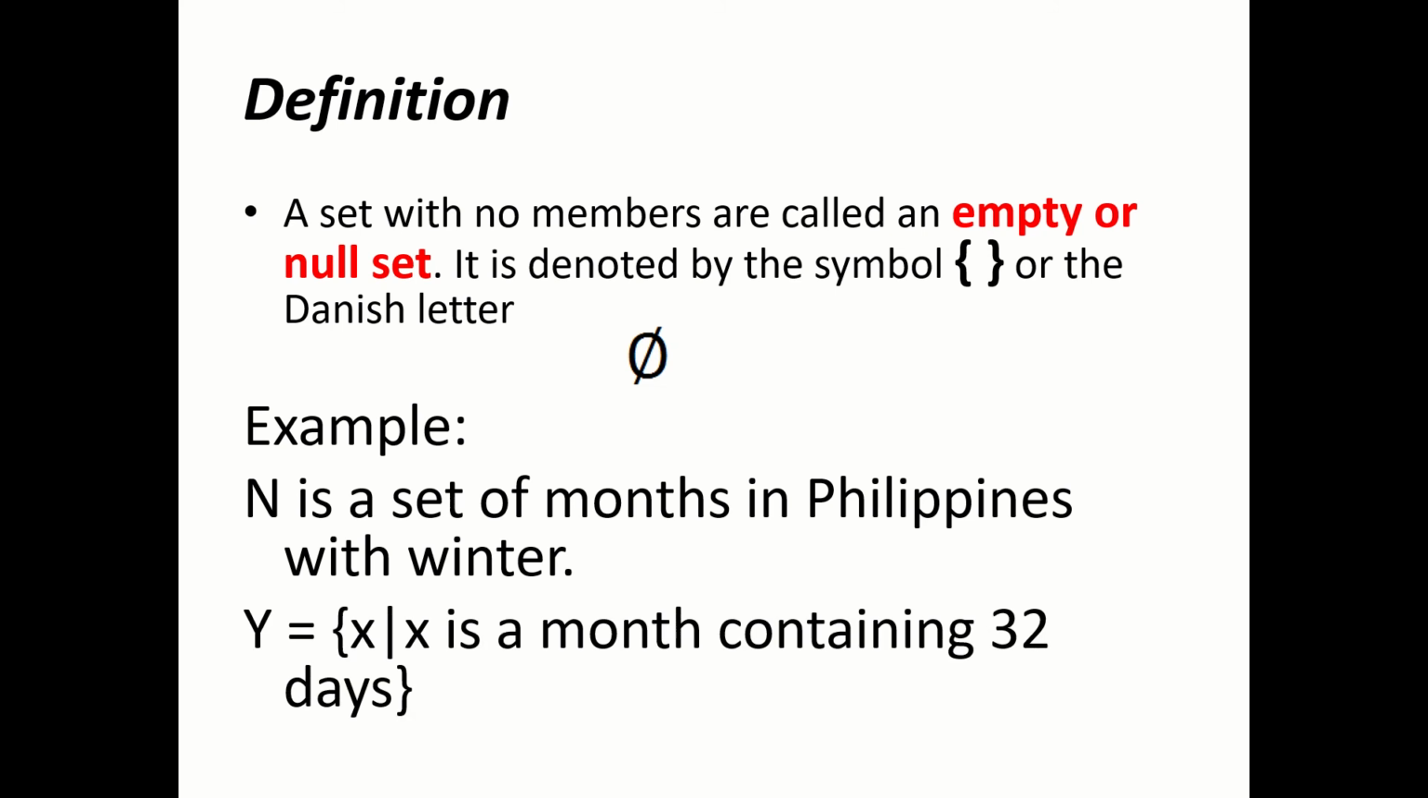Or how about if we have another set here? Set Y containing the element X such that X is a month containing 32 days. This is written in set builder notation. So we're trying to say here that the month, which is unknown, is a month containing 32 days. But it's usually 30, 31, or 28 only. So therefore, this is also empty.